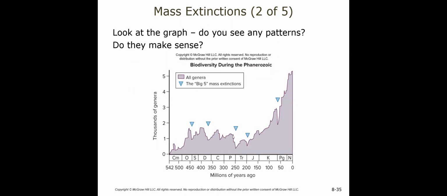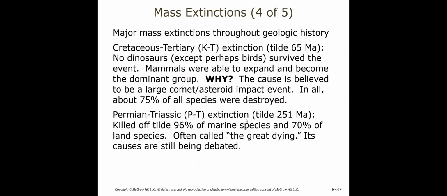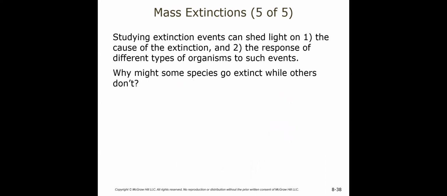Permian-Triassic, this area right here, that's a huge dip. You're losing, what, over 60%, 70% of all known species at that point? Exactly. 98% marine and 70% land species. And we don't really know why everything died about 250 million years ago. We have a good example of why everything died 65 million years ago, but we don't really know for 250.